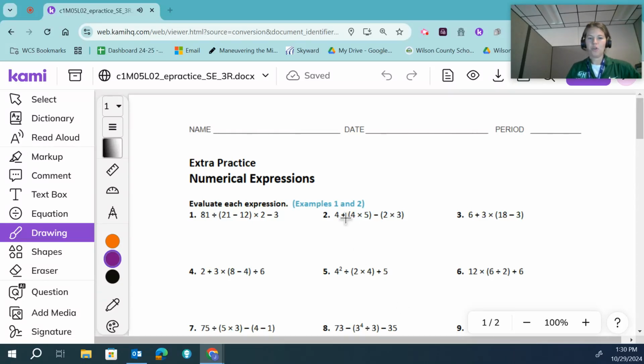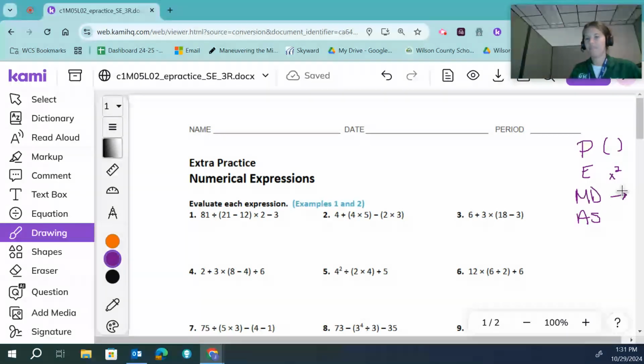Today we will be evaluating numerical expressions. We will be following order of operations in order to do this. There's a couple ways to remember the order of operations, and one that you may have heard before is PEMDAS, P-E-M-D-A-S. This stands for parentheses, exponents, multiplication and division, addition and subtraction. Multiplication and division happen from left to right in the problem, and same with addition and subtraction.